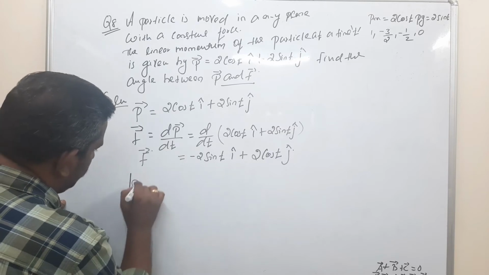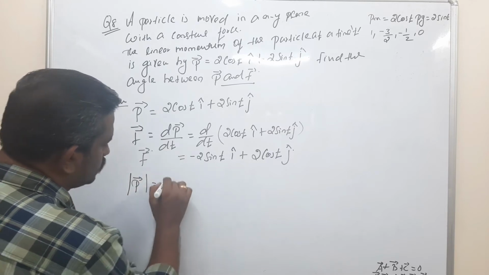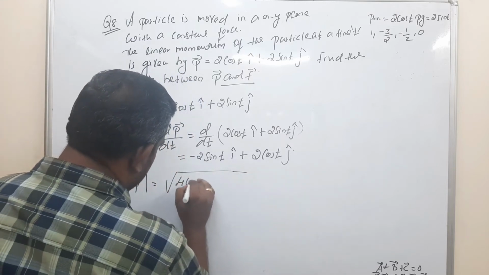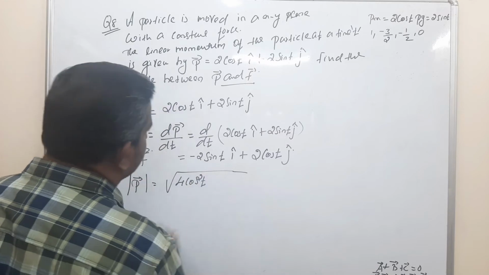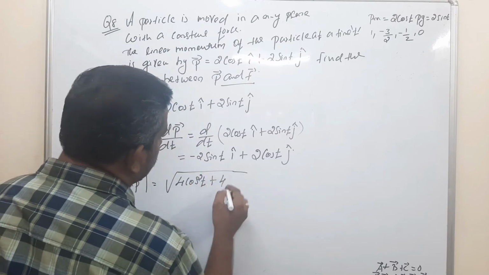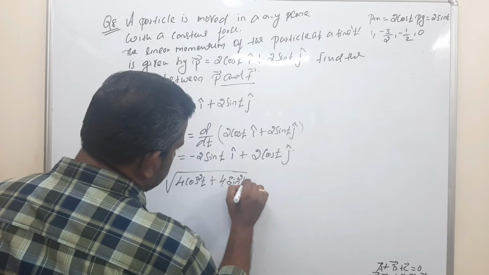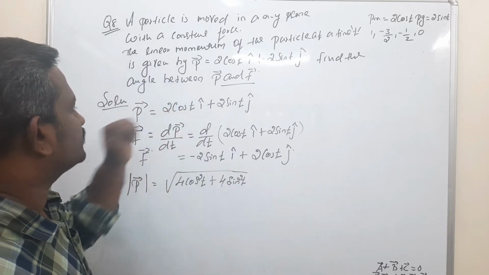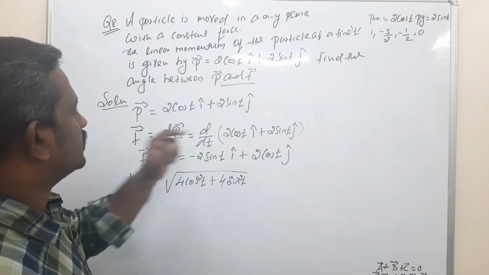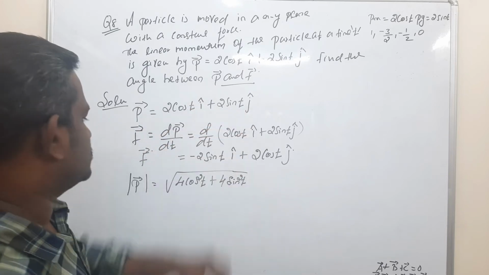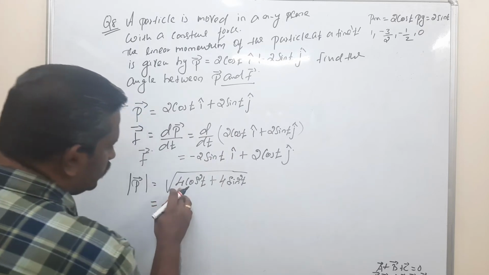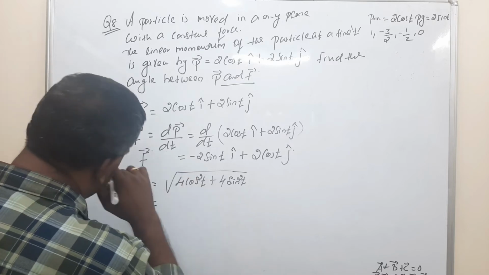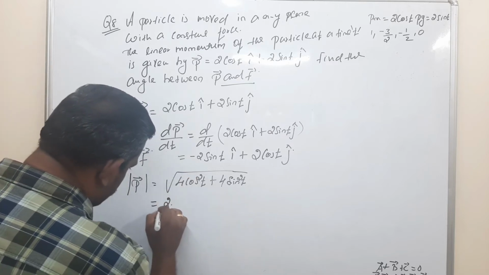So the modulus of P vector is equal to the square root of 4 cos square t plus 4 sin square t, where the coefficient of i vector is 2 cos t, so 4 cos square t, and 4 sin square t. You can take 4 commonly outside, cos square t plus sin square t is 1. So the square root of 4, we will get 2.